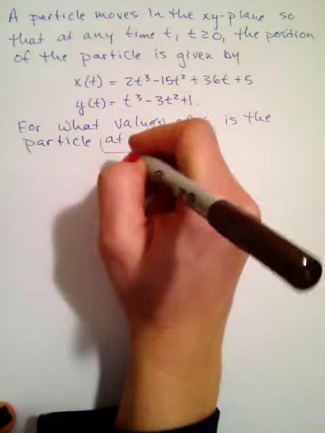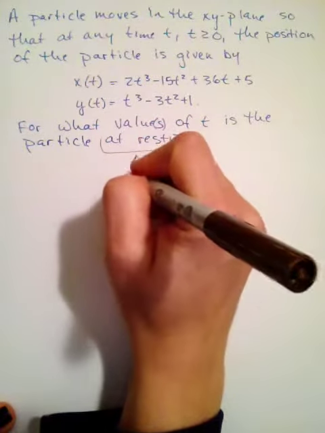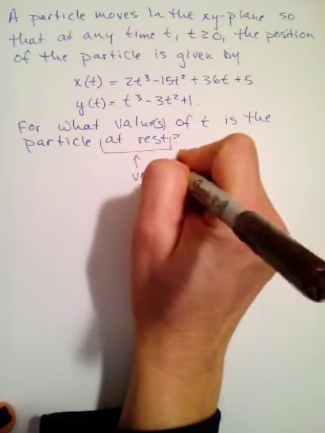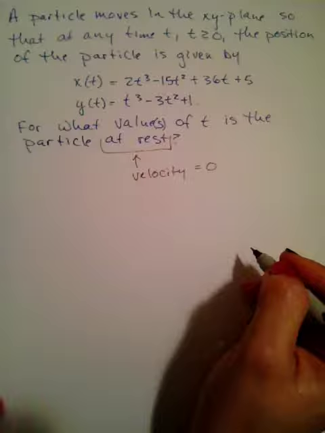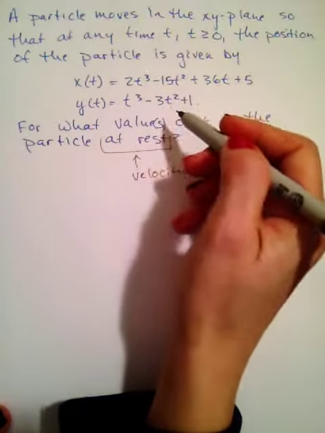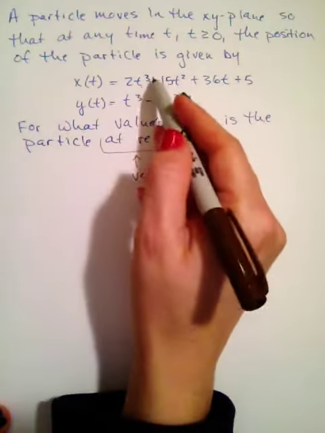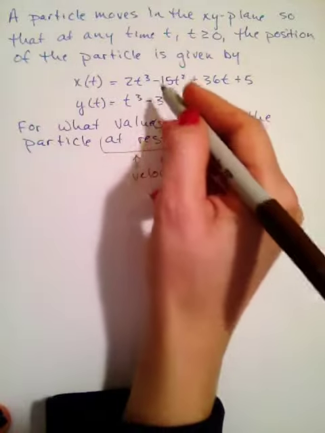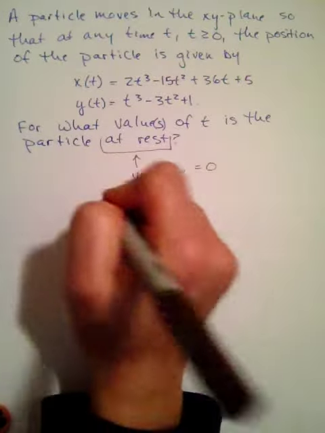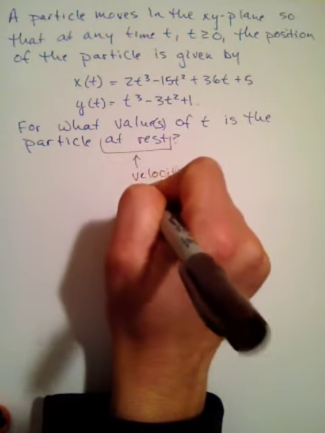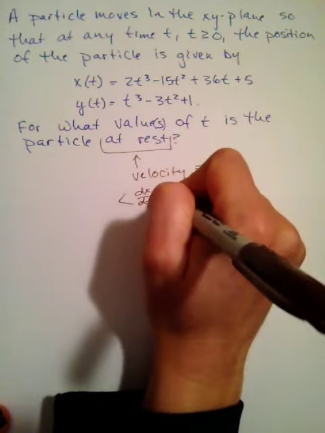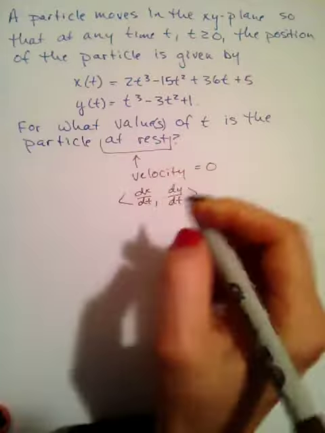So what we know about a particle being at rest is that the velocity has to equal 0. You need to be very careful with parametric equations and vectors that you actually set both of these equal to 0, because they're not these, but they're derivatives. We know that the velocity has two parts: the dx/dt component, the x component of the velocity, and then the y component of the velocity.